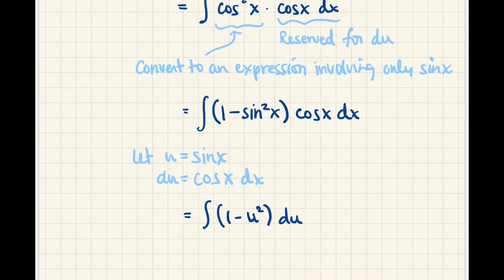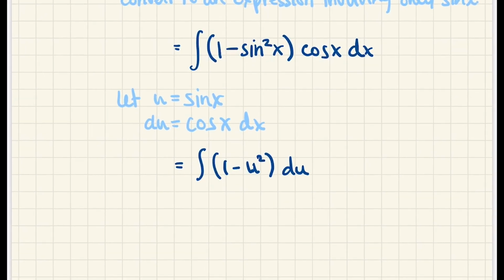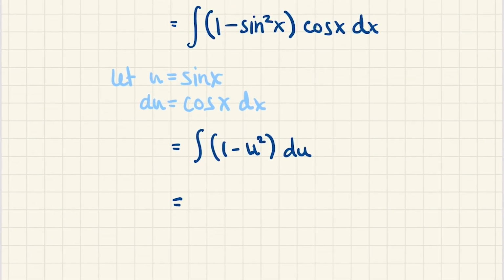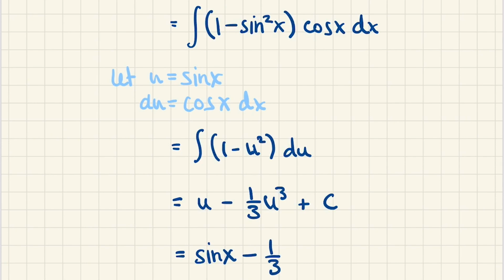Well, now it's just a polynomial integral, so we can just walk through left to right and integrate each piece. So here we have u minus 1/3 u cubed plus our constant. And of course, u was sine of x, so we get sine of x minus 1/3 sine cubed plus our constant. Final answer.